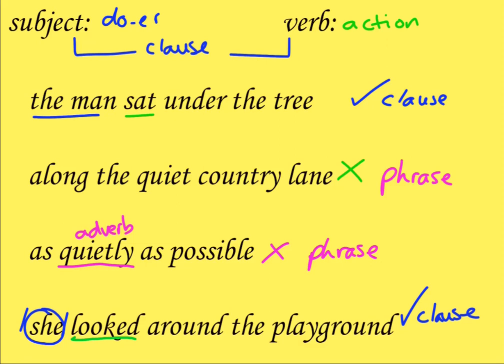So for your first activity, this is what you need to be thinking about. Can I find a verb? Can I find a subject? If I can, they are a clause. If I can't, it's a phrase. It's not a clause. Again, my top tip, find the action first and then see if you can find who or what is doing it.